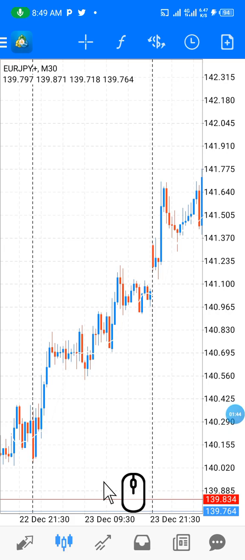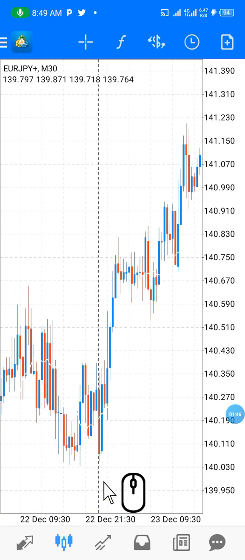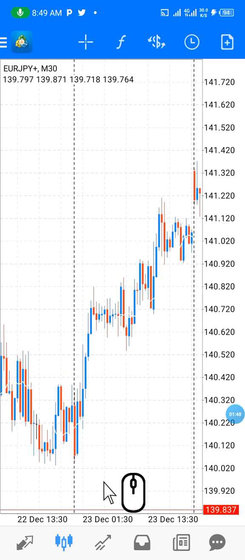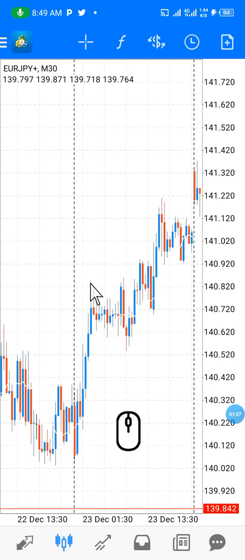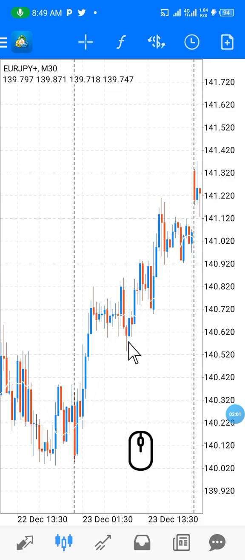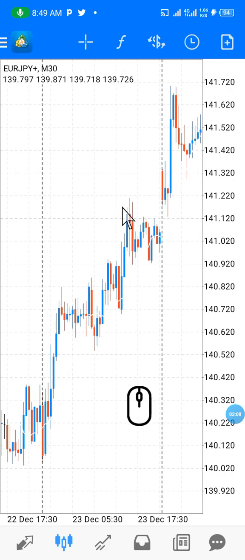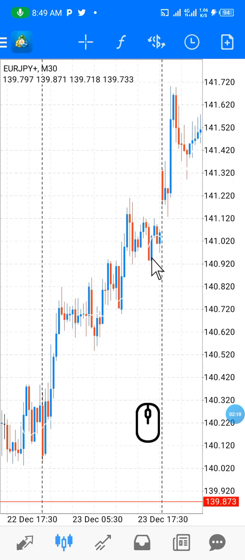On Euro JPY, looking at the 30 minutes time frame, the market gave us a rally up. At this point we'll have a swing high and it pulled back down, giving us a swing low, and it rallied up again, which gave us another high and pulled back down, giving us another low.